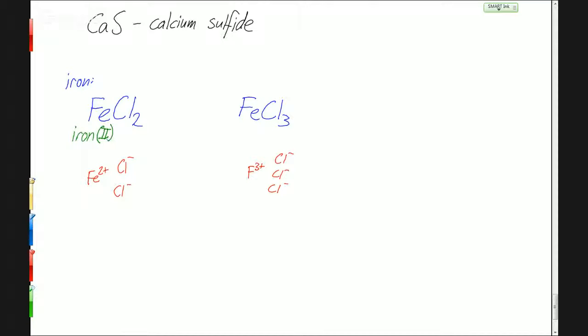So the way we name these 2, based on that, is we call this one iron(II) chloride. Whoops, I missed the E over here. And we call this one iron(III) chloride. So we got iron(II) chloride and iron(III) chloride. Notice that Roman numeral there, and this is a really common mistake, the Roman numeral is the charge, not the number of something.